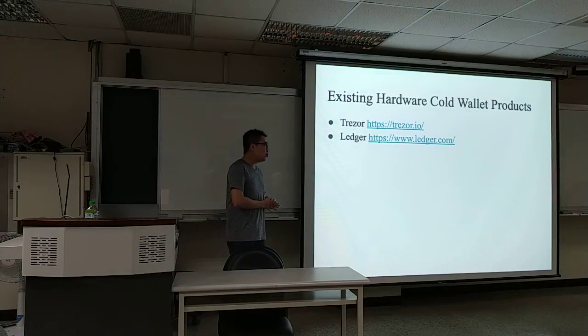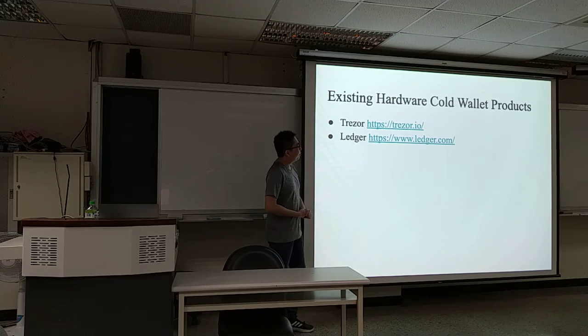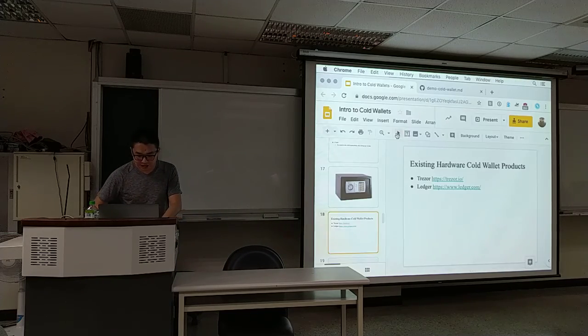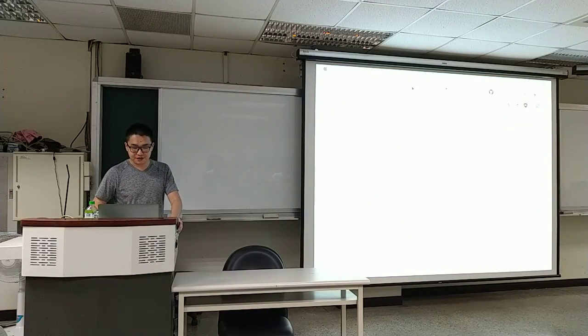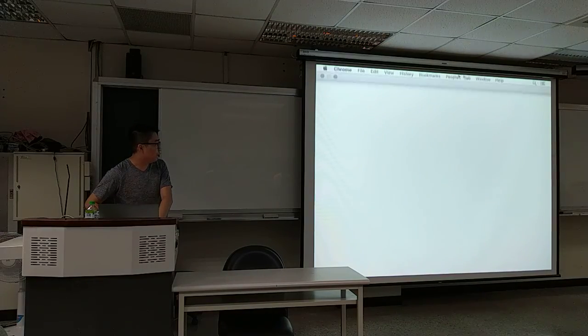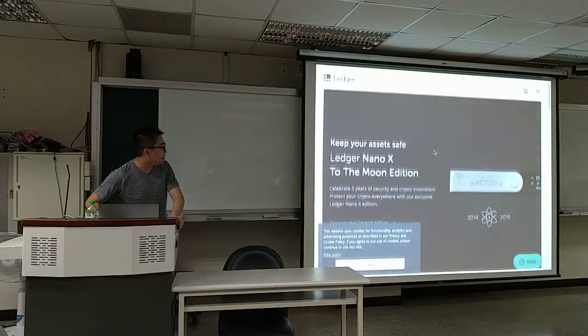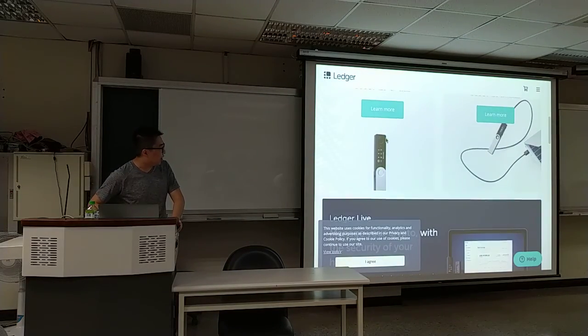And if we want to do that, there are already many solutions, like cryptocurrency cold wallets. There are some very popular ones, like the one from Trezor and the one from Ledger. They are very popular vendors for such hardware devices. And if you go to their website, you can see what they look like. For example, the Ledger company provides products that look like this.